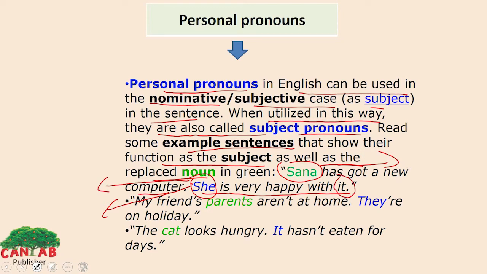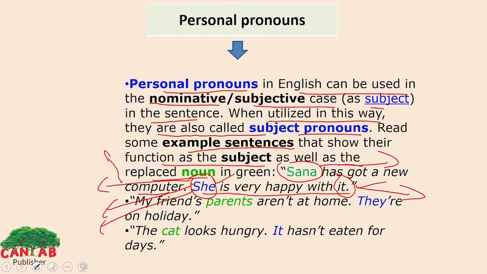She is very happy with it. Here the it is the object, and it is for the computer. It refers to the computer here. For Sana we have she, and for computer we have it. So for both Sana and the computer we have pronouns, and here she is the doer of the action and it is the object on which the action is done. Subject is the doer of the action, who is doing the action, and object is that on which the action is done, on which the activity is ongoing.